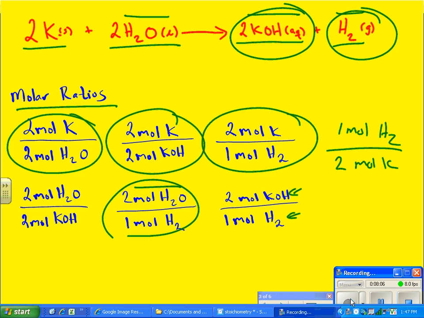So these two relationships, the molar mass from the preceding page and the molar ratio, is all we really need to solve almost any stoichiometry problem. So let's see how that might happen with a couple examples here.